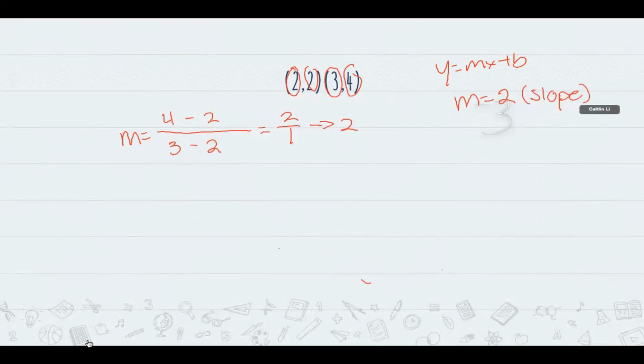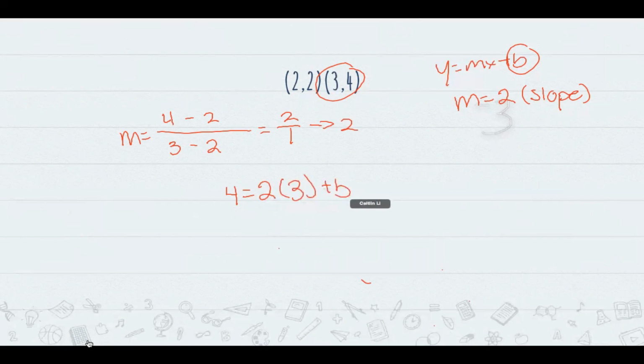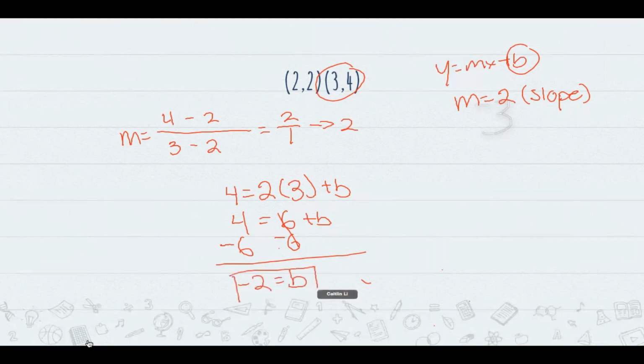And now we have to find our b, because that's the one thing that's missing. Since we found our slope, we can just take one of these coordinate points and substitute it into our y equals mx plus b formula. So I'm just going to use this one. So y is our 4, and our slope, and then our x is 3, and then plus b. So 2 times 3 equals 6. Bring everything down. We transpose our 6 to the other side by taking away 6 on both sides. That will give us -2 equals b. So that is our b value, also known as our y-intercept.